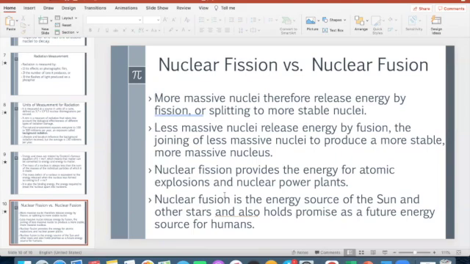Nuclear fission provides the energy for nuclear power plants as well as atom bomb explosions. Nuclear fusion is the energy source of the sun and also other stars in the universe.